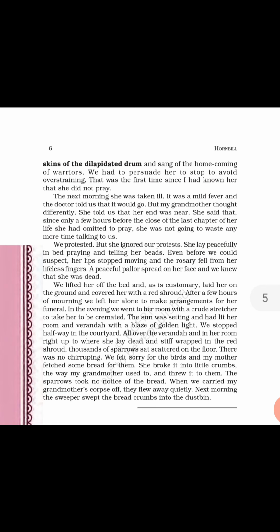The narrator's mother brought some bread. She broke it into little crumbs. She threw these crumbs in the veranda for the sparrows. The birds took no notice of them. Then they carried her dead body outside. The sparrows also flew away quietly. The crumbs of bread still remained lying there in the courtyard. Evidently, the sparrows had not come to mourn the death of grandmother. The next morning, the sweeper came and swept away all those breadcrumbs which were lying in the veranda.